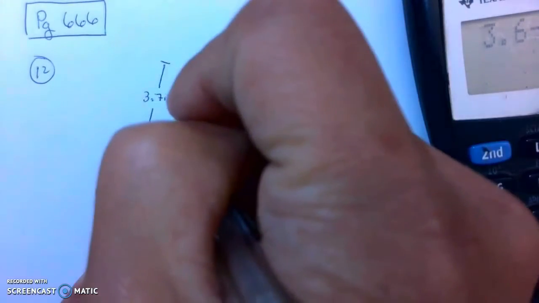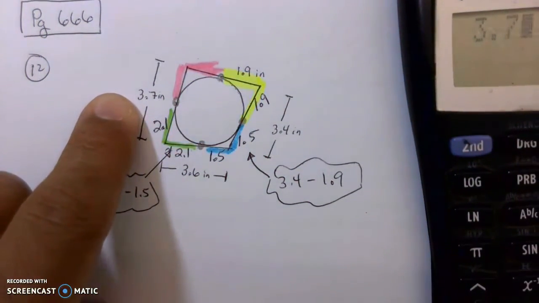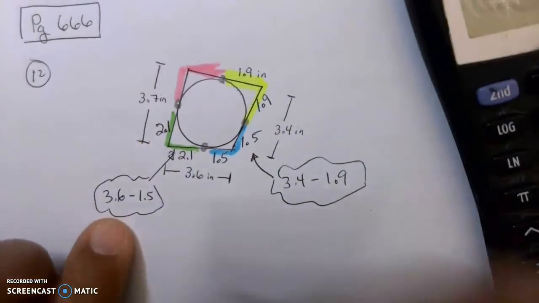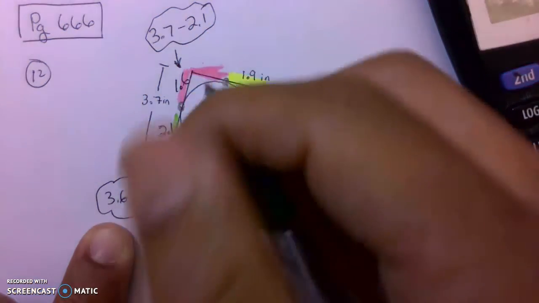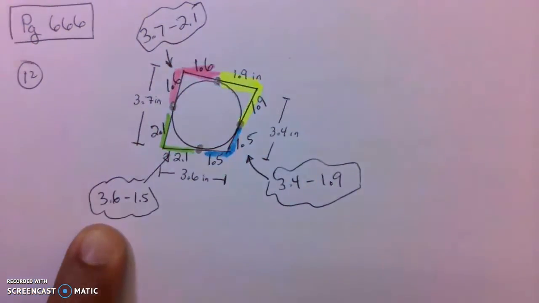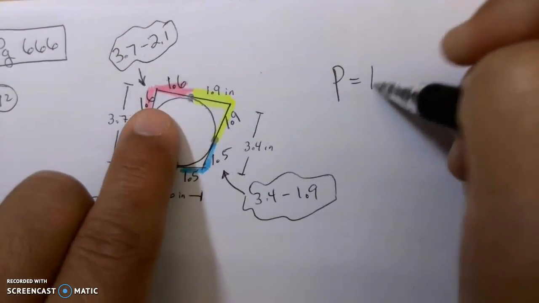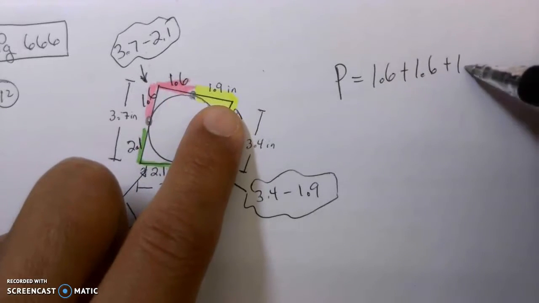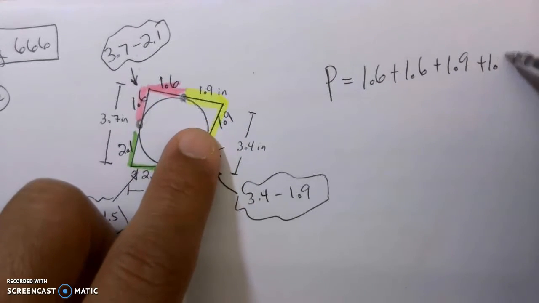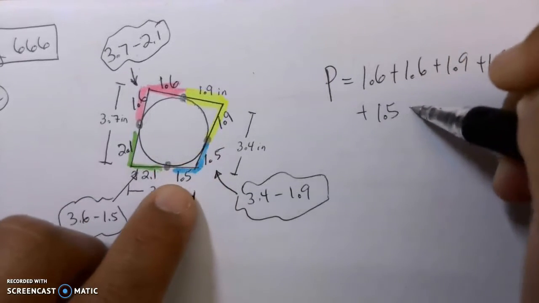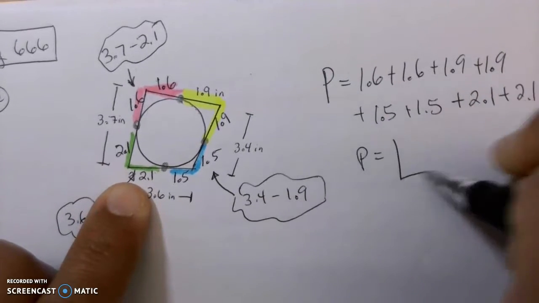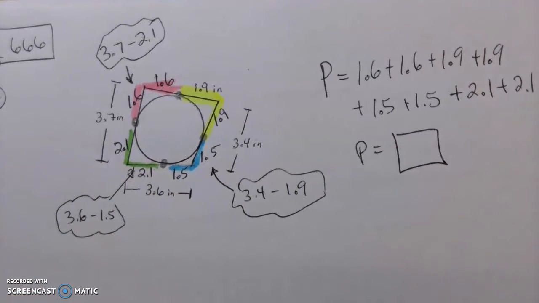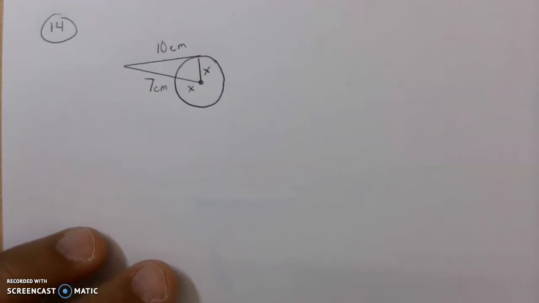If this green is 2.1, this is 2.1, and now I can get the pink, 3.7 minus the green, 2.1, and the pink here is 1.6. Again, what I did was take all the way across minus the 2.1. If that is 1.6, so is this 1.6. And then at this stage, to figure out P, the perimeter, go pink 1.6 plus 1.6 plus yellow 1.9 plus yellow 1.9 plus 1.5 in blue plus 1.5 in blue. Some of these you can add together already. Plus green, and I'm not sure what that answer is, but add all that and you will get the perimeter for number 12.